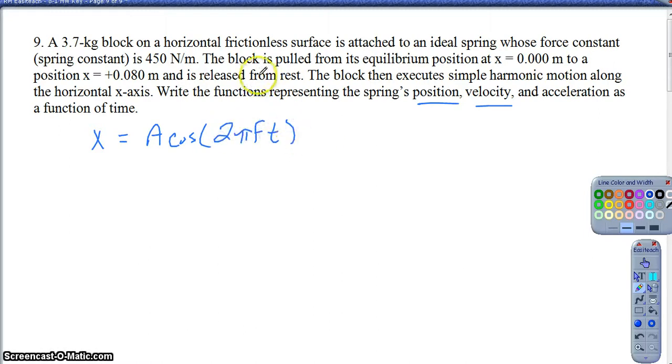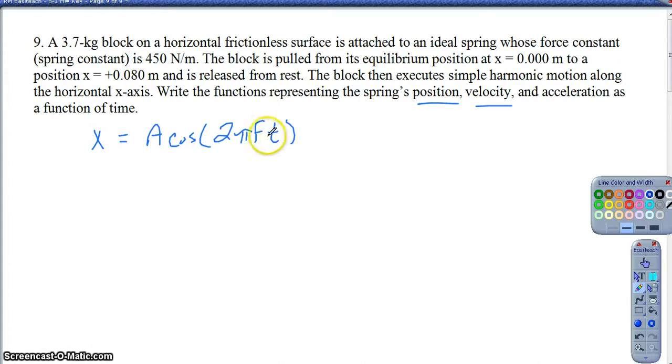And the nice thing again about it starting at that position when released from rest is I know that it's starting at the amplitude. And because it's starting at the amplitude, I don't have to worry about any type of phase shift. Right? So I don't have to worry about my phi and any type of phase shift. So that saves a little bit of headache for this question. But anyway, so this is the equation I'm going to work with. Obviously, I know the amplitude is the 0.08, so I've got that number to work with.